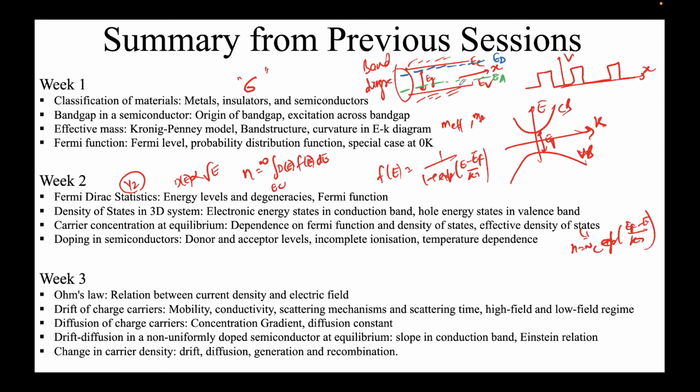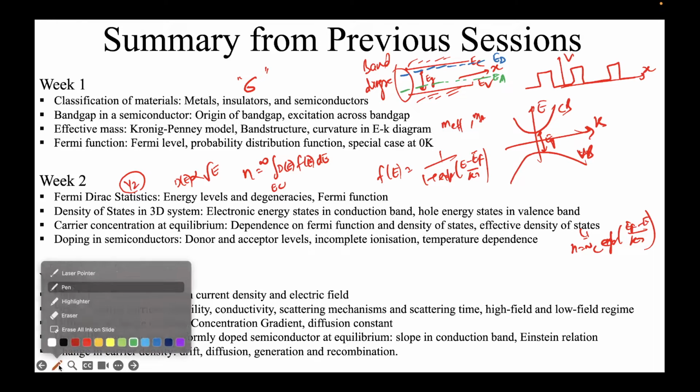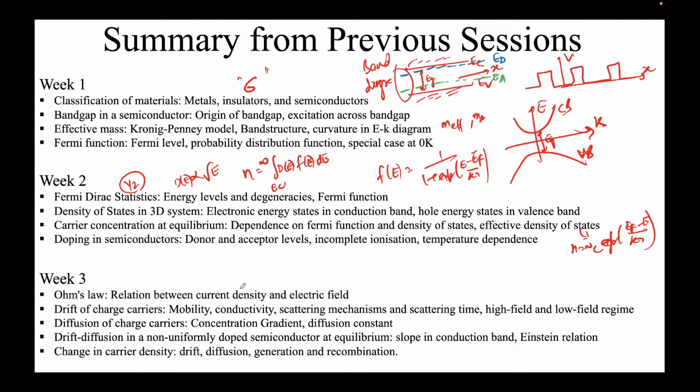Finally, for the third week, we used these understandings to learn something about the traditional forms of Ohm's law, that is V equal to IR and J equal to sigma E. J is the current density, E is the electric field, and we saw that this was given inherently by something called the drift, Vd equal to mu E. We saw it with this diagram, the drift velocity versus the electric field E, and it looked something like this.